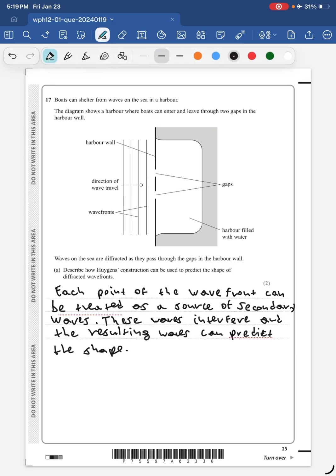Let me check with the mark scheme. Yes, they don't require you to sketch a diagram, so that's good. In the mark scheme, they say each point on a wavefront is treated as a source of secondary wavelets.